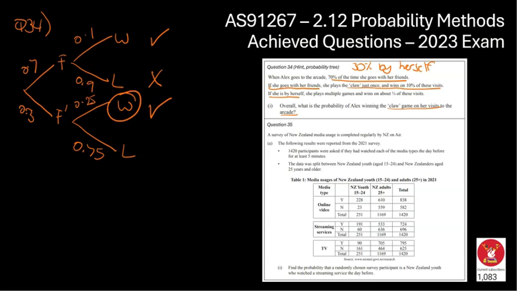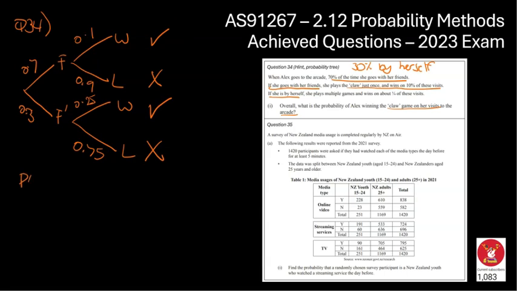We've got a tick over here because that is another win. And then finally, we've got a loss at the end, so we don't care about that particular branch. So what we need to do is, we've got 2 branches which constitute Alex winning the claw game. So we need to find the probability of each of those, and then we need to add them all together.